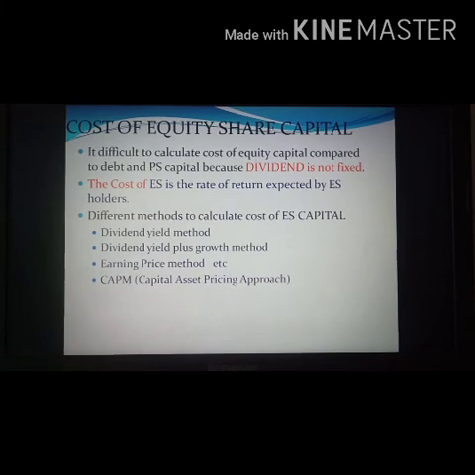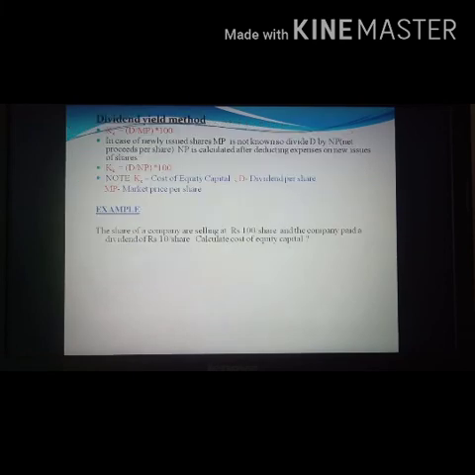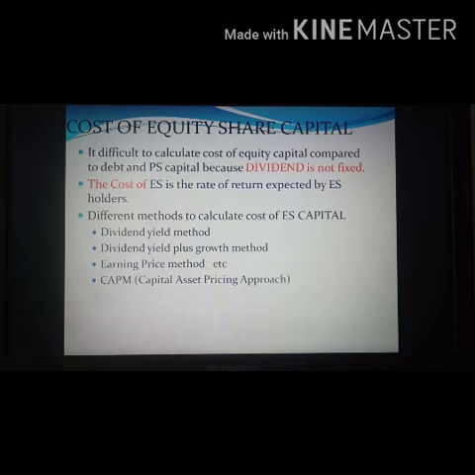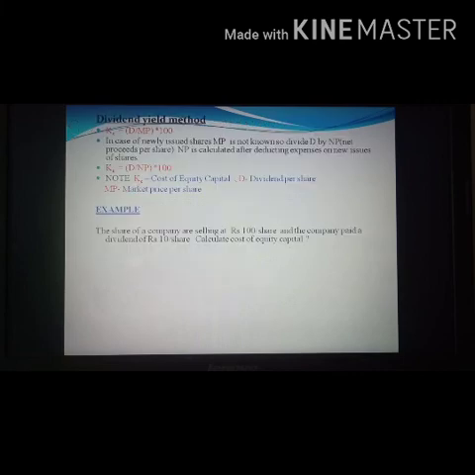The first one is the dividend yield method. We will have a quick look at these 4 methods: dividend yield method, dividend yield plus growth method, earning price method, and CAPM method. For the dividend yield method, we need to memorize the formula, and then in the question the figures will be given, we apply them and we will get the answer.